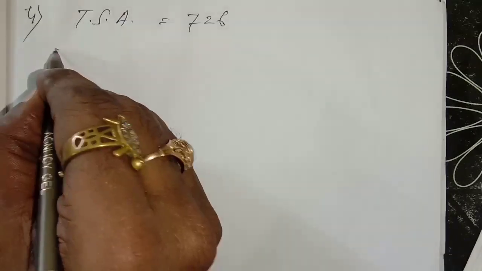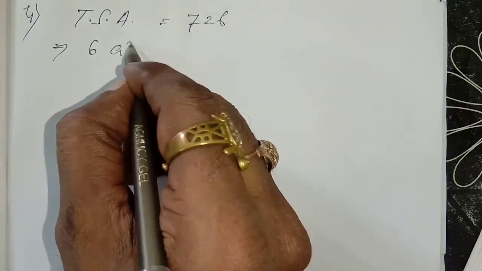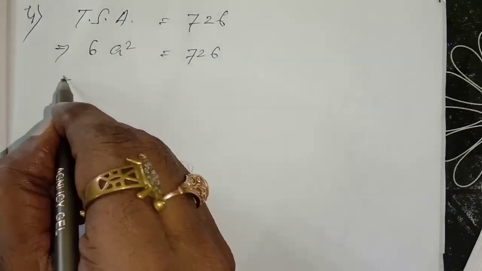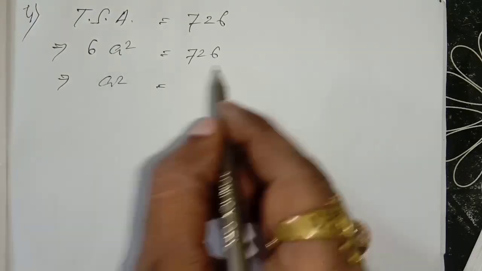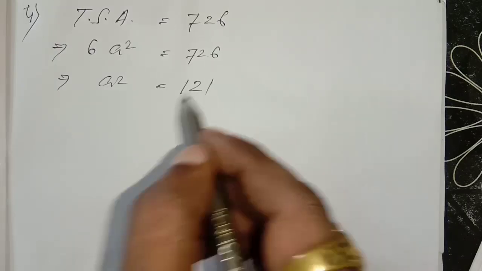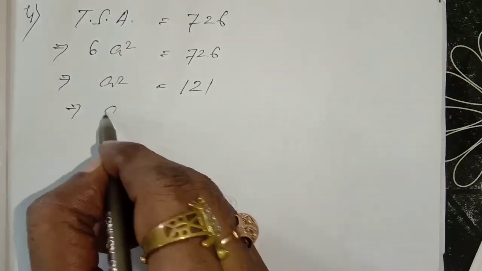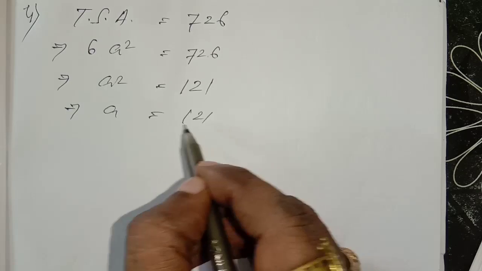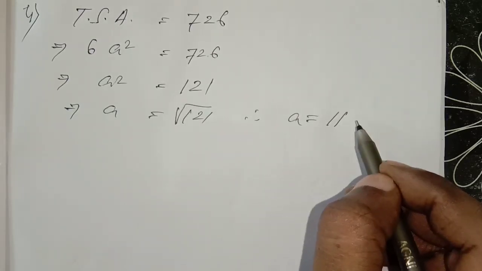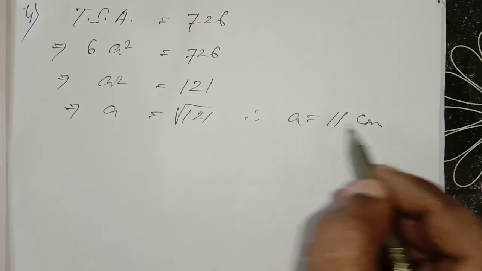Total surface area is 726. The formula is 6a², where a means the side. So 6a² equals 726. Then a² will be how much? Divide by 6, we get 121. Then a will be the square root of 121. Therefore, each side of the cube is equal to 11 centimeters.